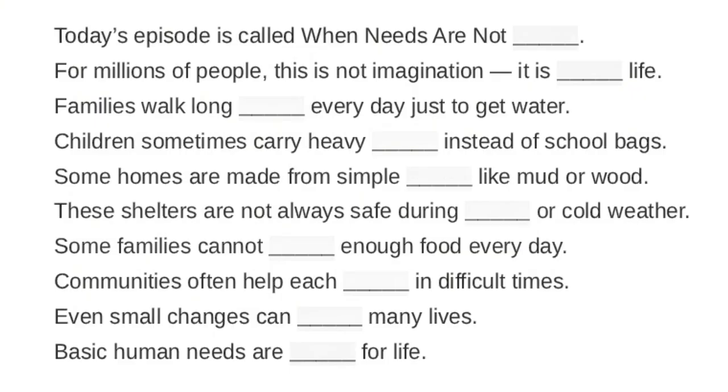In certain places, homes are made from simple materials like mud, wood, or metal sheets. These shelters can protect people from sun or rain, but they are not always safe during storms or cold weather. Food is another challenge. Some families cannot afford enough food every day.